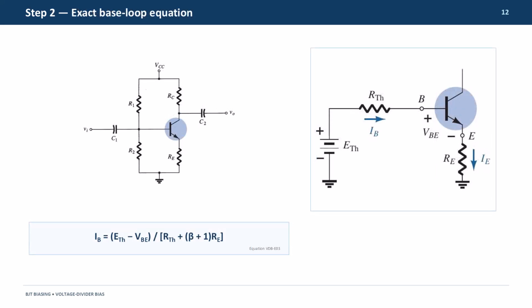Apply Kirchhoff's voltage law to the Thevenin source, Thevenin resistance, base emitter junction, and emitter resistor. The voltage drops are base current times R sub Th, the silicon base emitter drop, and emitter current times R sub E. Substituting emitter current as beta plus 1 times base current gives the exact base current equation.